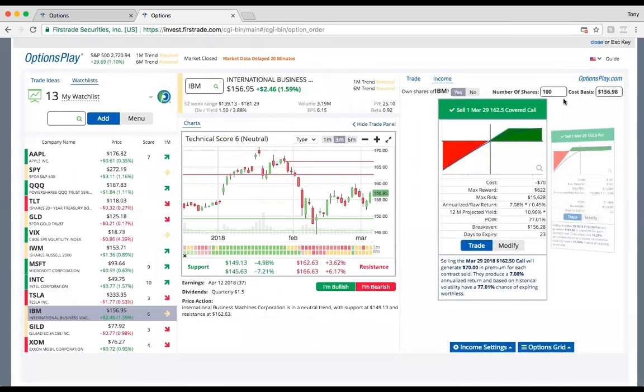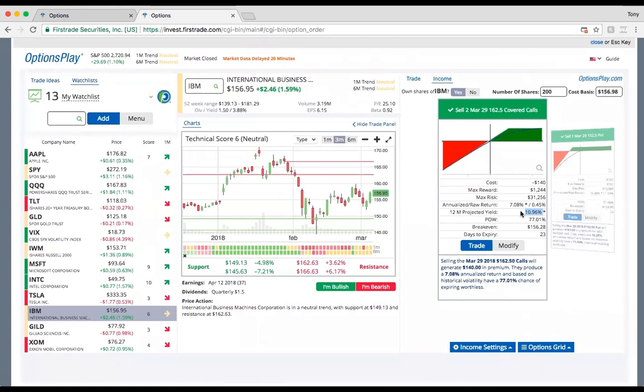So if you own IBM, let's say you own 200 shares of IBM, it'll tell you to sell the March 29th 162.5 covered call. IBM currently pays a 3.88% dividend yield, which is pretty good. But this covered call generates a 7% yield, which brings your total yield from the dividend plus the covered call to almost 11%. So you're increasing your yield from 3.8% to about 11% by adding covered calls.